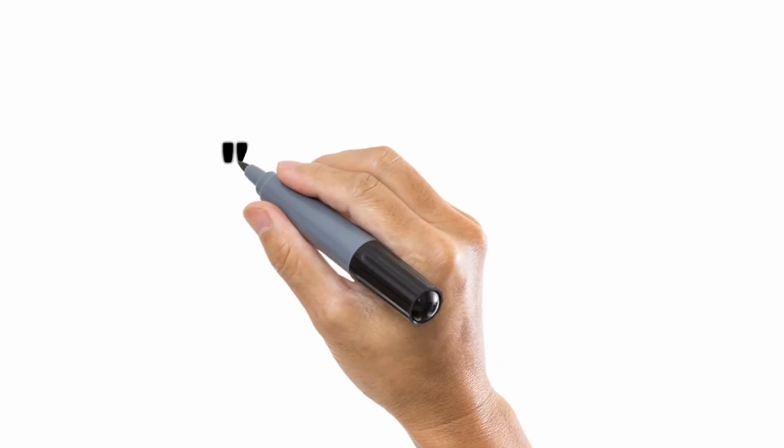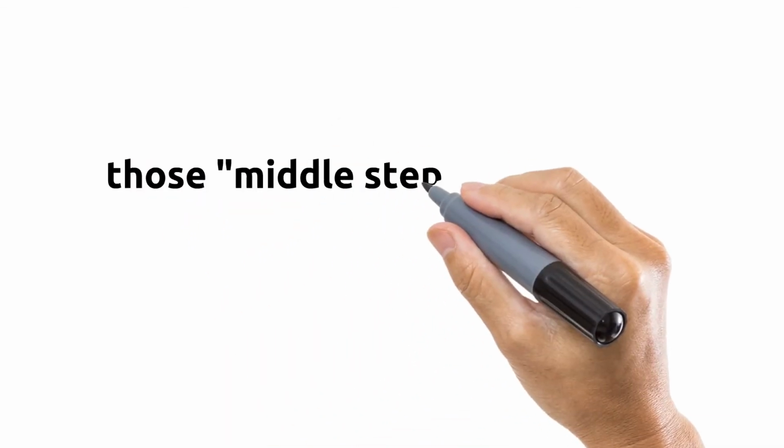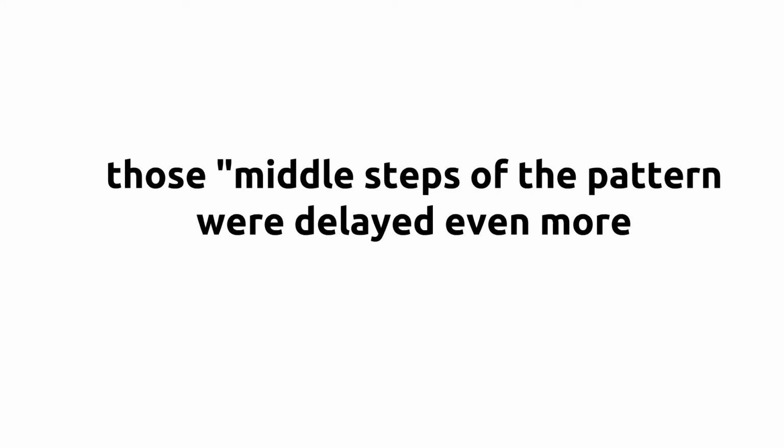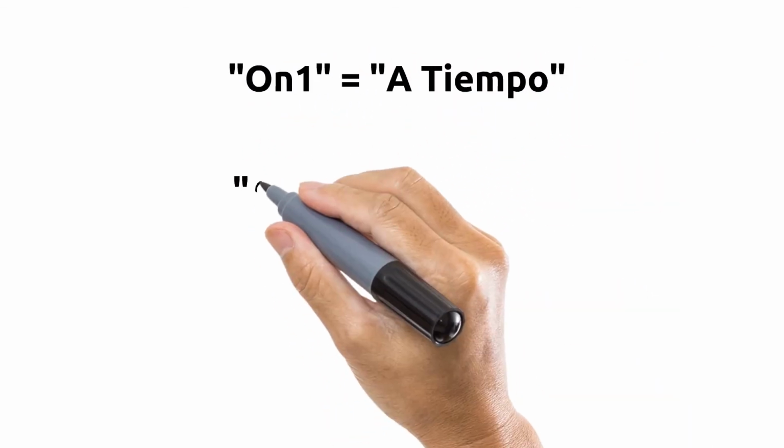For example, remember that in the Power 2 footwork, the leader starts by taking the break step forward on beat 2 with the left foot. But in the Eddie Torres 2 footwork, the leader starts by taking a middle step first, and then taking an outside step to the back with the right foot on beat number 2. Also, those middle steps of the pattern were delayed even more, so that the dancer now steps on beats number 1 and number 5.